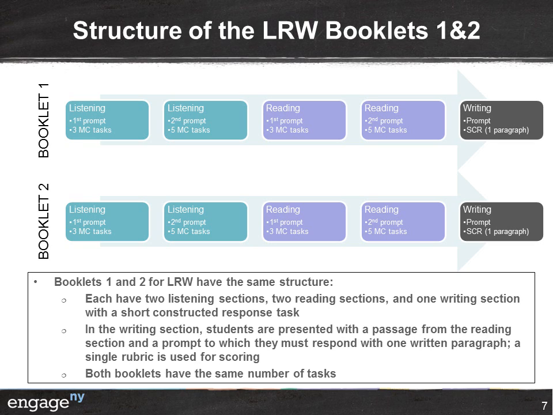Booklets 1 and 2 for listening, reading, and writing are similar in their structure. For listening, there are 2 prompts associated with 3 and 5 multiple choice questions respectively. Next, students are given 2 reading prompts with 3 and 5 multiple choice questions respectively. And for the writing section, students are given a prompt and then asked to respond with a short constructed response. That is, 1 written paragraph. As you can see, both booklets 1 and 2 have the same number of tasks.